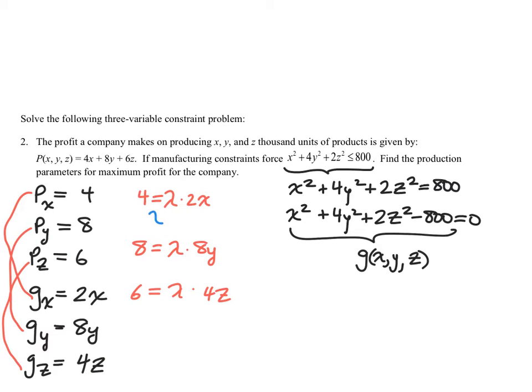Lambda would be equal to 2 over x. Lambda would be equal to 1 over y. And lambda would be equal to 6 over 4z, which is 3 over 2z.